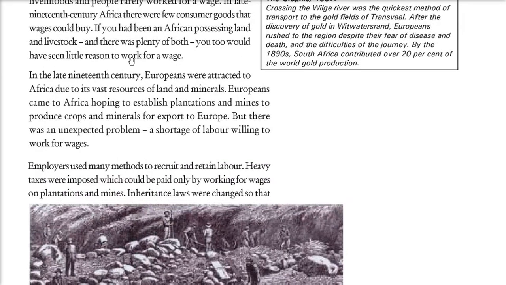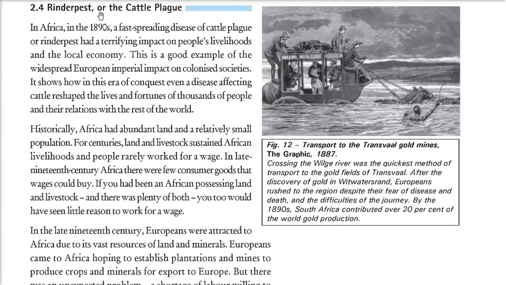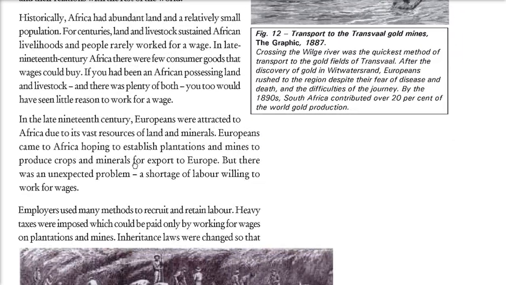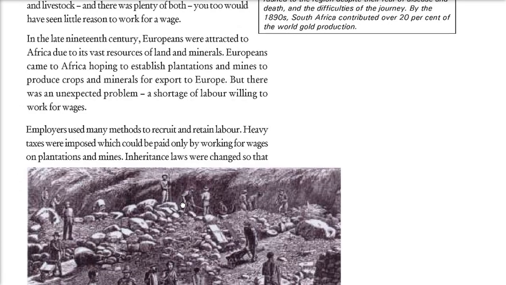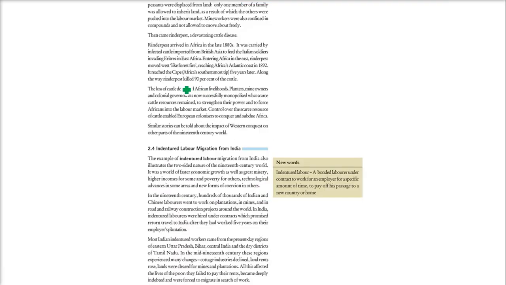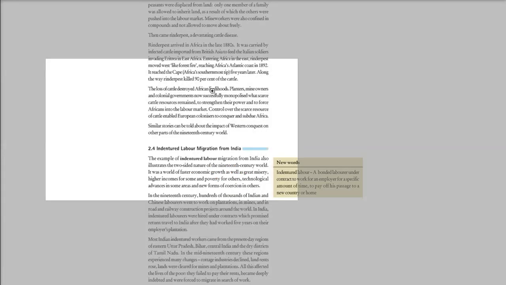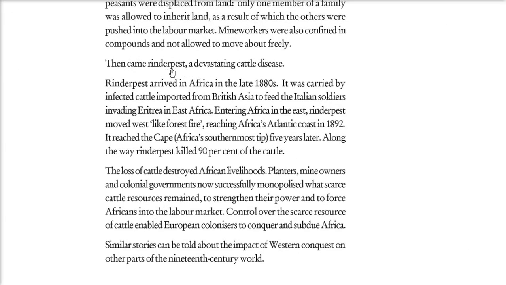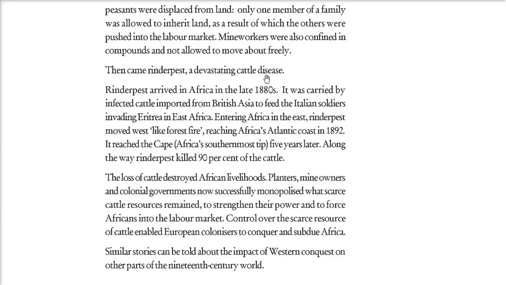Rescue came as rinderpest. It's not that rinderpest was intentionally introduced by the Europeans, but it was a blessing in disguise for them. This disease came, and almost 90% of the cattle, 90% of the livestock, died all over Africa. So rinderpest, the devastating cattle disease, came to the colonial people's rescue. Now, as I said, 90% of the cattle died.